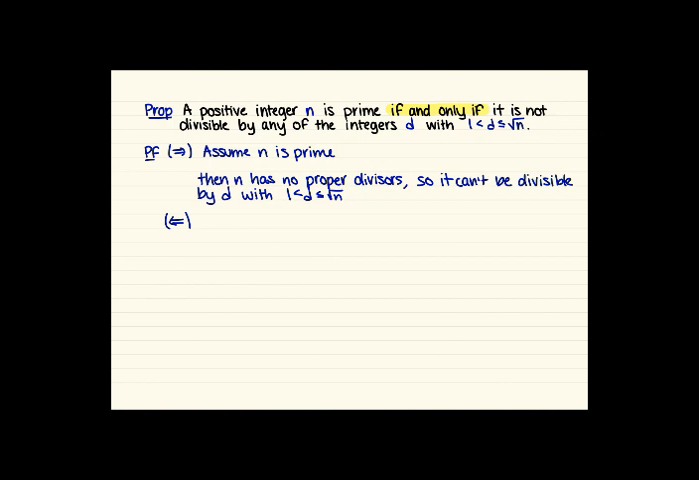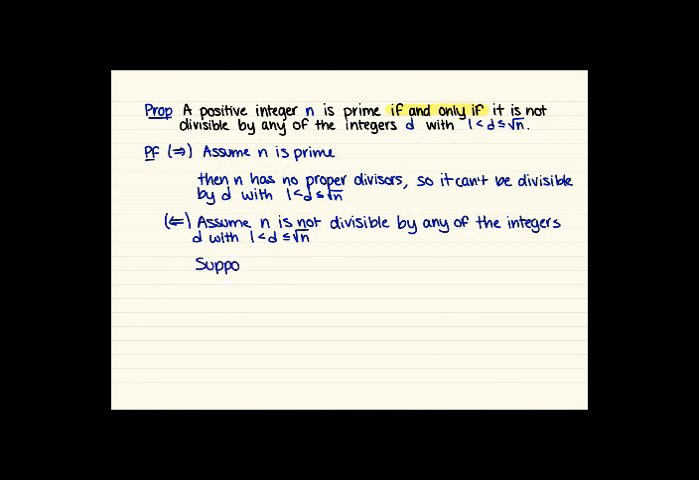So we want to assume n is not divisible by any of the integers d with 1 less than d less than or equal to square root of n. So we want to show that the integer n has to be prime then. So let's suppose we've got some divisor of n. So let's suppose a, let's say, is a divisor of n.